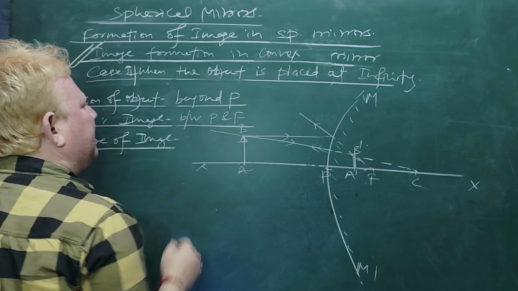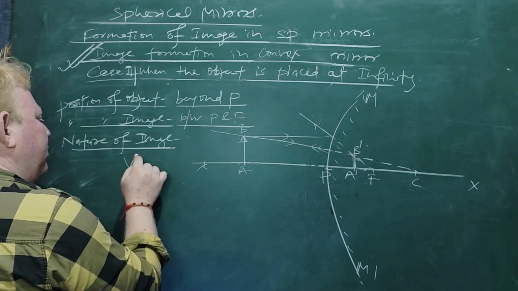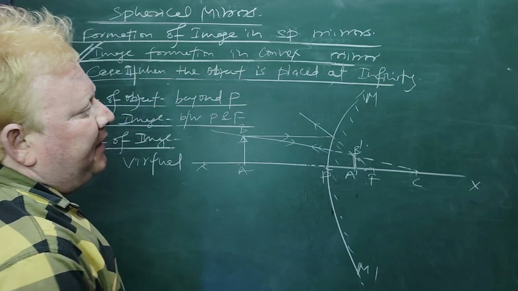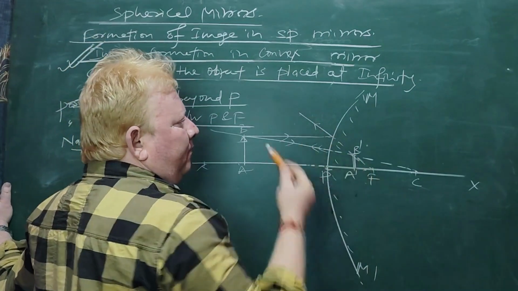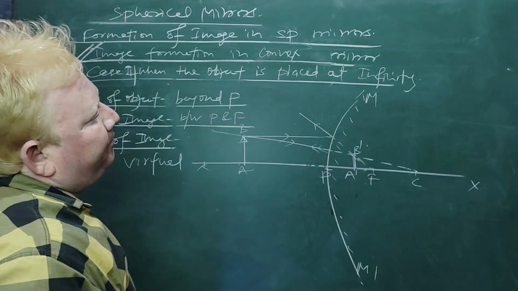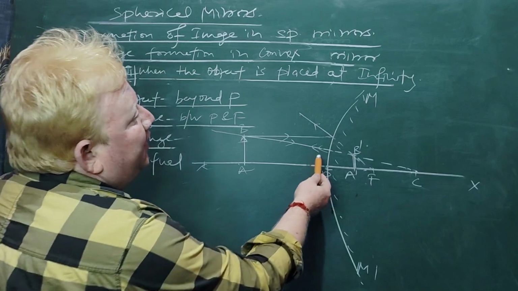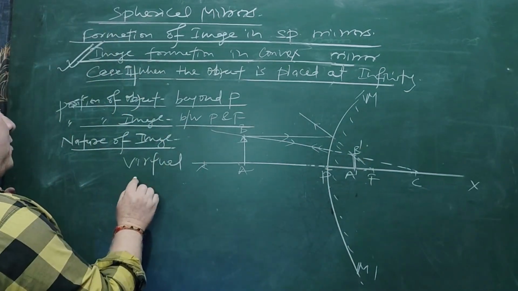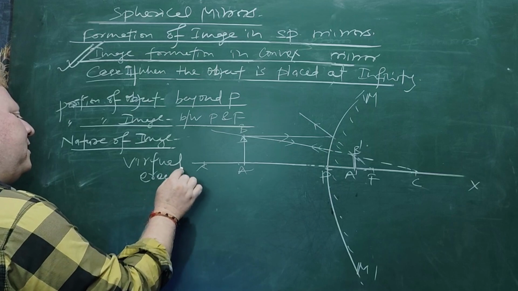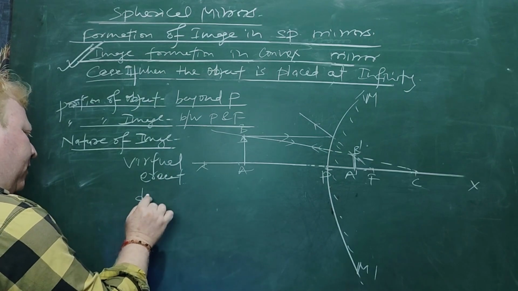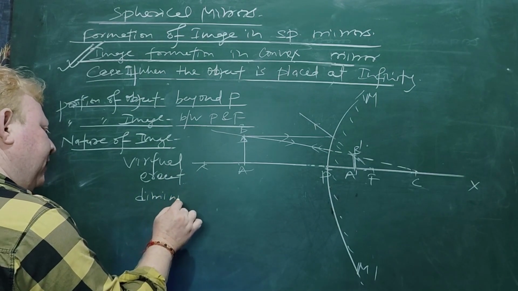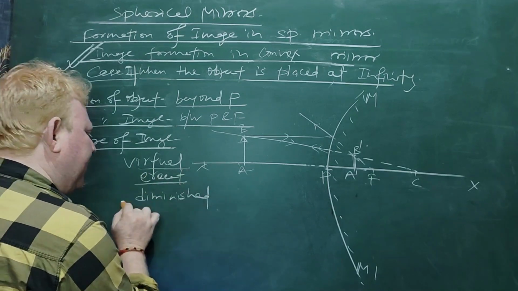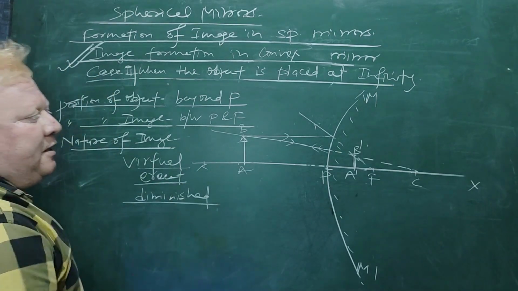And what about the nature? The nature is virtual. Why virtual? Already I have discussed: it is meeting by a dotted line, not by an actual line, and the rays are appearing to meet, not actually meeting. So virtual, erect, and diminished. Don't write highly diminished, just diminished. This kind of image is formed.